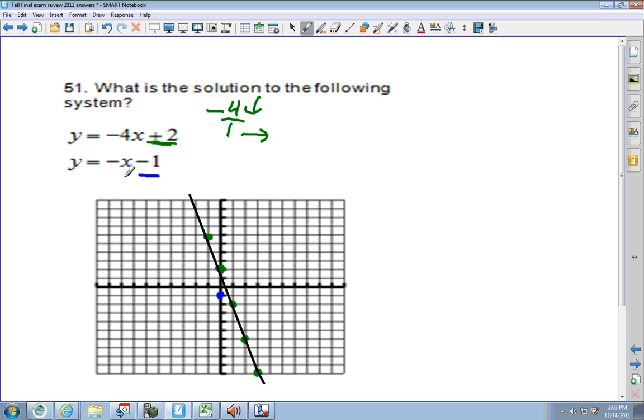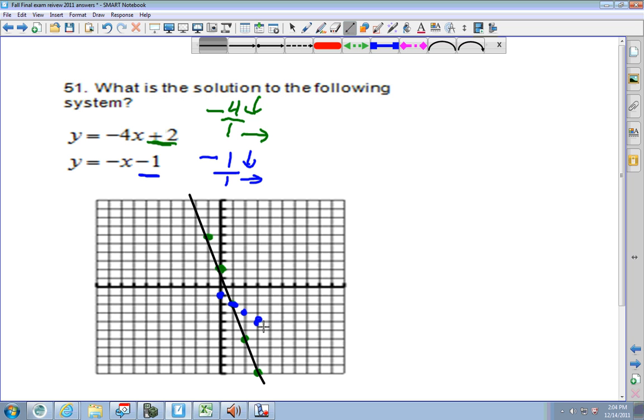What is my slope in this case? This is -1. You put it over 1. It's telling me to go down 1 and to the right 1. So start at your y-intercept and go down 1 to the right 1. I'm looking to see where the 2 lines intersect, and I already found it, but let's graph a few more points. Down 1 to the right 1. Down 1 to the right 1. Now from here, I'll go ahead and draw my line.